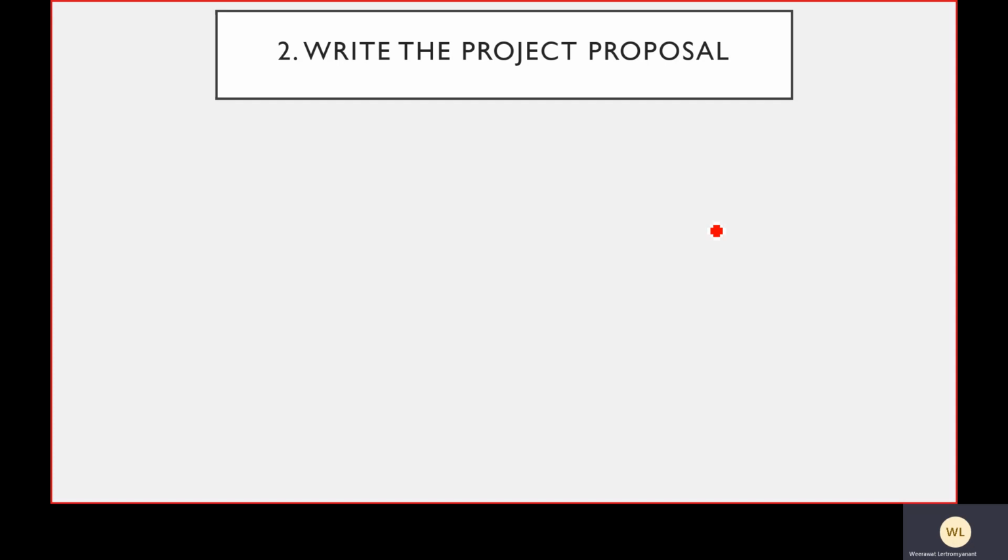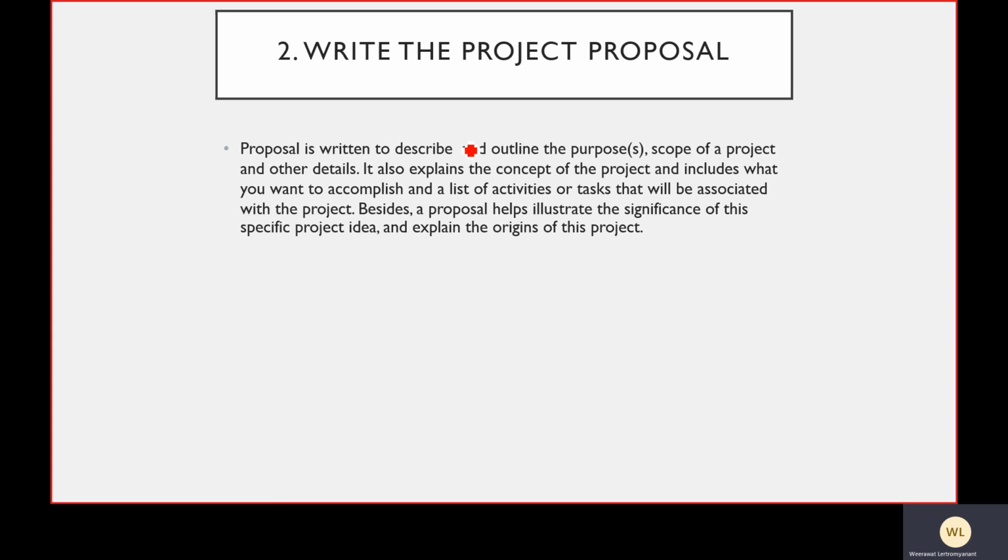Actually this is what you need to do, because it will help you to describe and outline the purposes, scope of a project, and other details. If you don't have a project proposal, your sponsor, your teacher, your supervisor, or even your friends don't really see the picture of what your project will be. But if you have the proposal, you have to mention the purposes of your project, the scope.